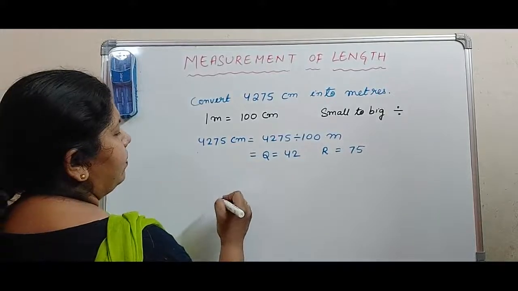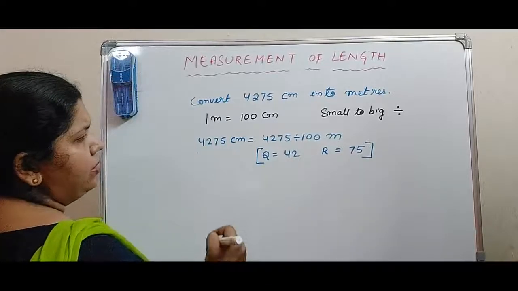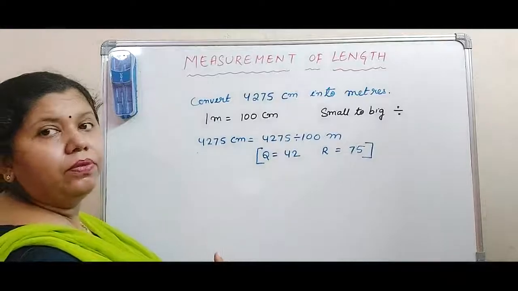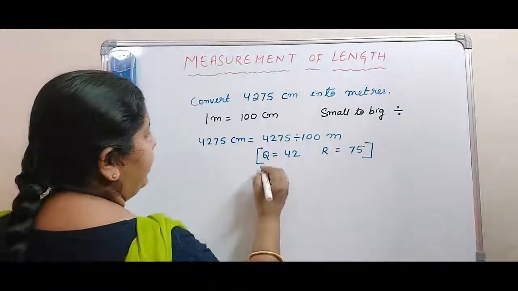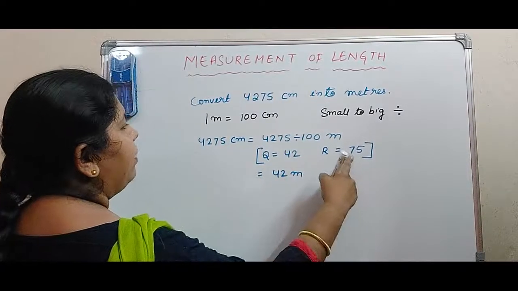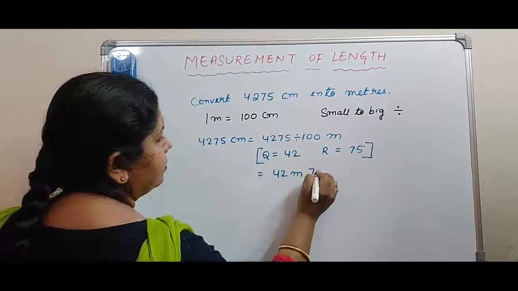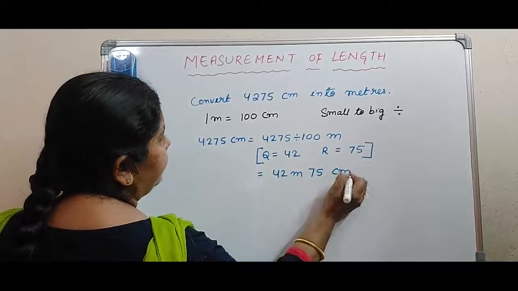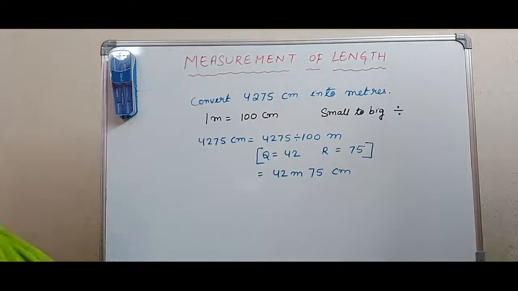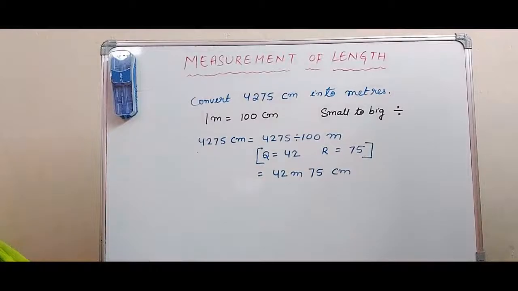This I keep in the bracket. After division you get it like this. The quotient part is already converted into meter, so we write it as 42 meter, and the remainder part will remain in the same unit, that is centimeter. So we write here 75 centimeter. This is how we convert centimeter into meters.